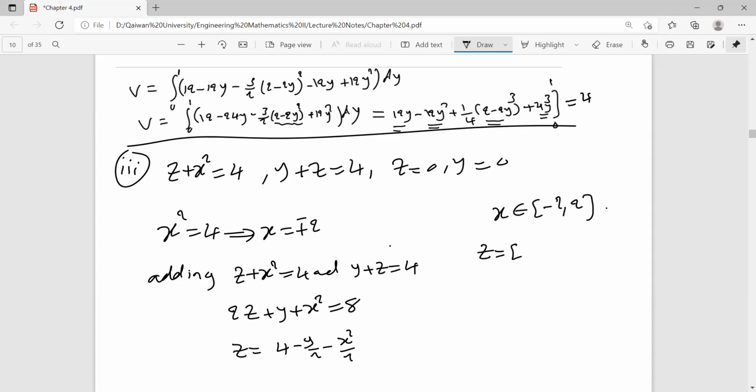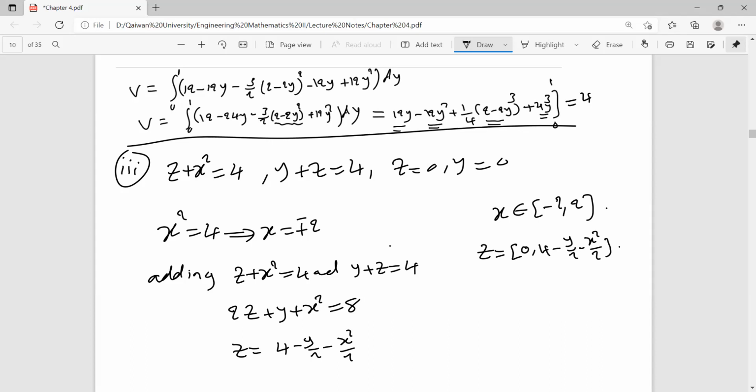We have given z is 0 and 4 minus y over 2 minus x squared over 2. This is the lower and upper limits of the integration with respect to z. Now, we need to find it with respect to y.